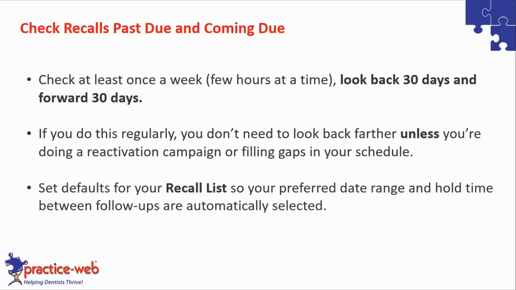In the recall list, you should set defaults so that your preferred date range, like the 30 days back, 30 days forward, is automatically there when you open your recall list. So you don't have to even click any buttons to get there. And what is going to be your hold time or your wait time between follow-ups? Like when maybe you remind them today and then you hold for like 2 weeks and you remind them again. What is that going to be? So that can also be pre-selected as a default in your recall list.